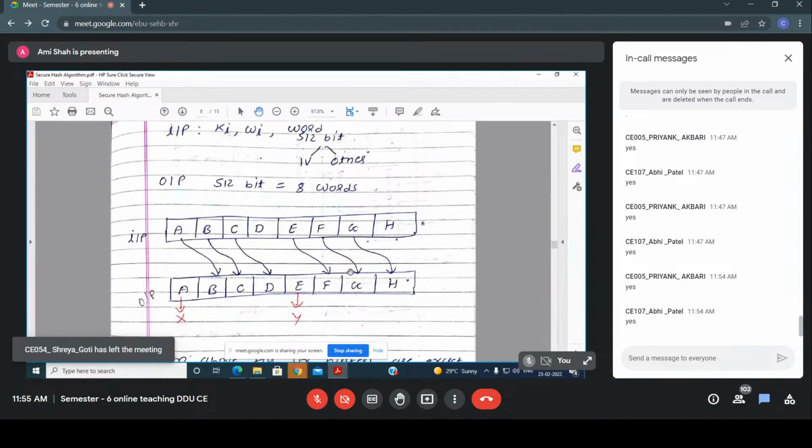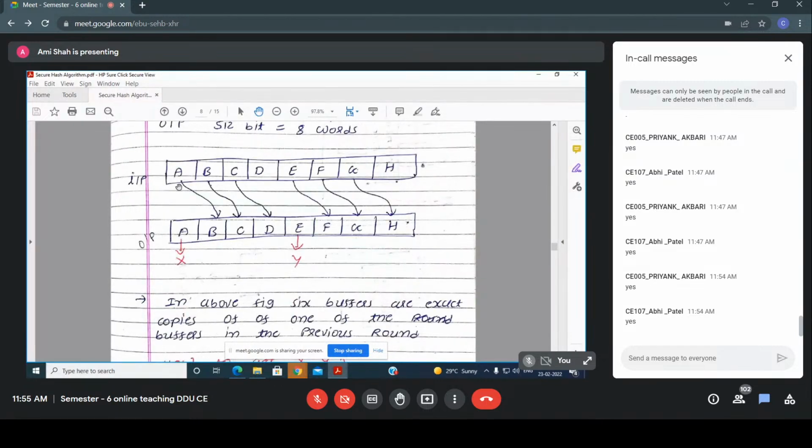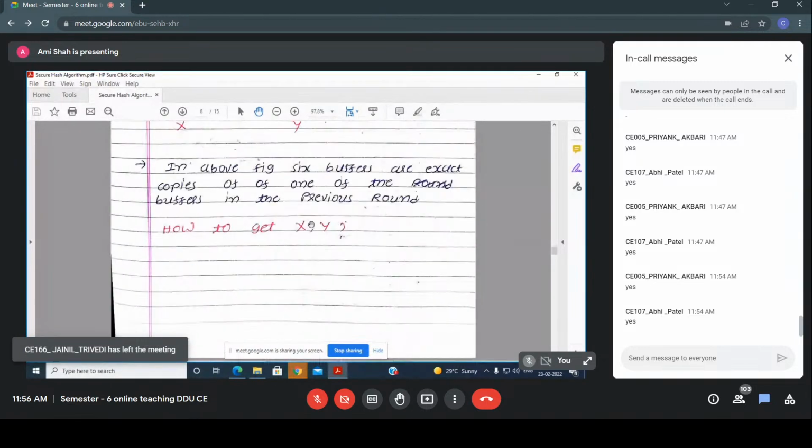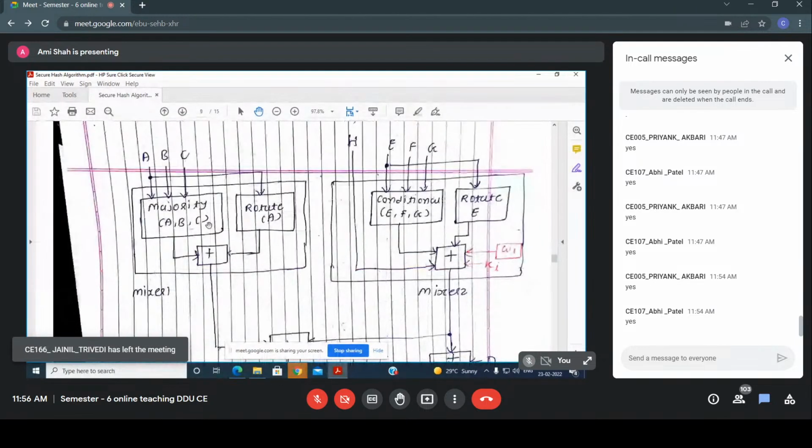So now how am I achieving this? You have to remember, A is copied to B, B is copied to C, C is copied to D, and E to F, F to G, and G to H. That means six buffers are the exact copy of one of the buffers in the previous round. But what about this A and E? How to find this value? For that, how to achieve this X and Y? I've explained this thing. So you have to remember this figure.